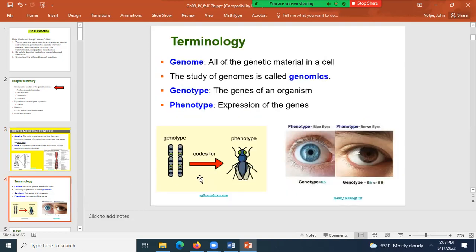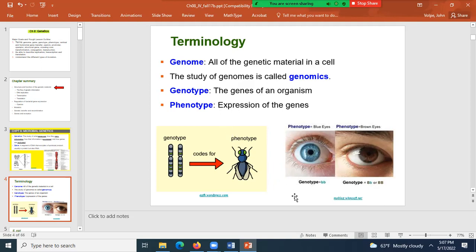The genome is all of the genetic material in a cell, or we could say in an organism if we're talking about a eukaryote. The study of genomes is called genomics. The genotype is the genes of an organism. The expression of these genes is called the phenotype.